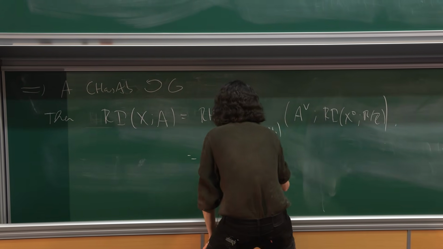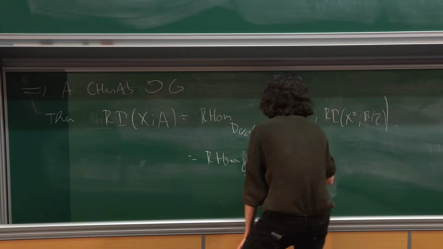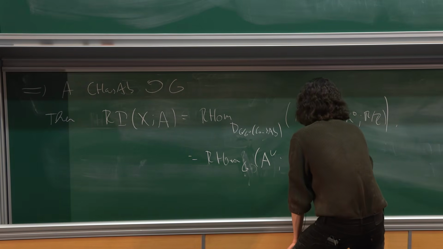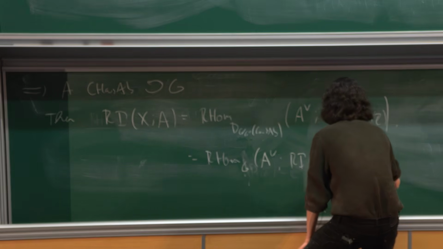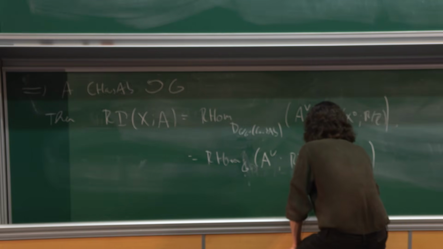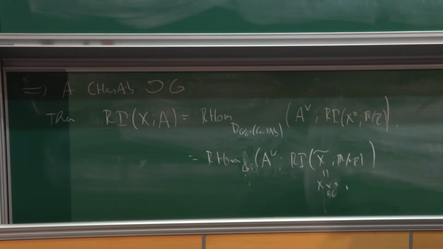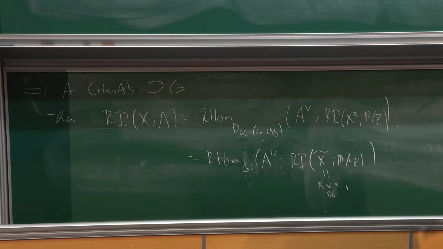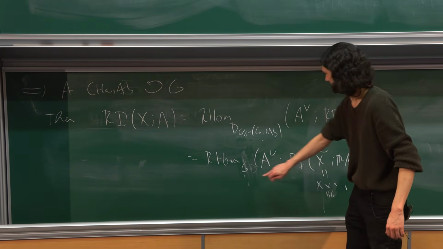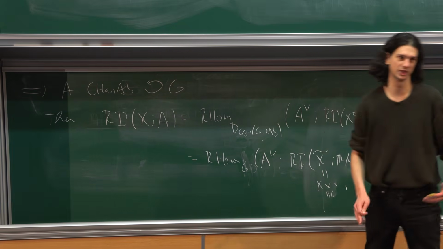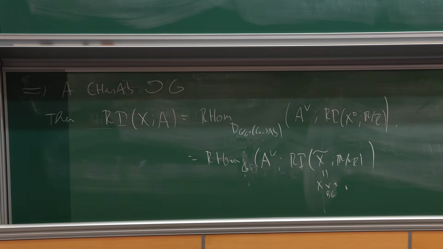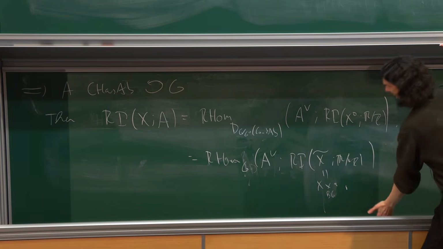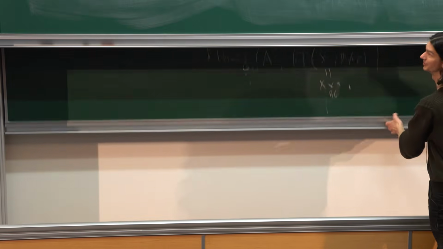So R hom G, A dual, R gamma, X twiddle, R mod Z, where X twiddle is X cross BG point. So this version is now true for all A, but it's not as useful for us because it's harder to control R homs over G when G is a general thing than when it's profinite. And the profinite case brings us back into the realm of the discussion we had last time of class formations and so on.